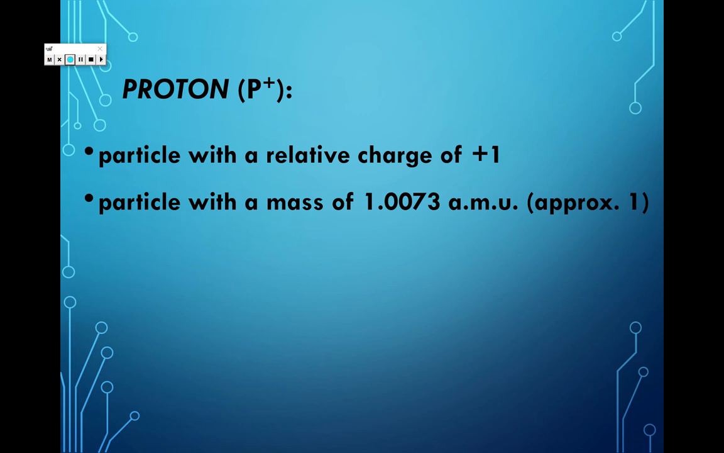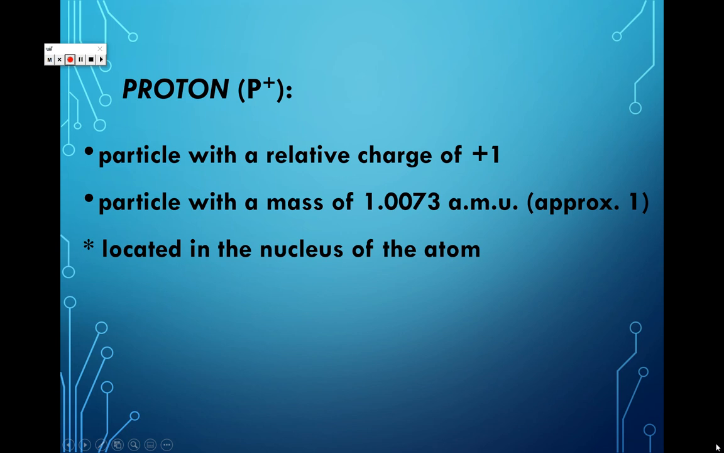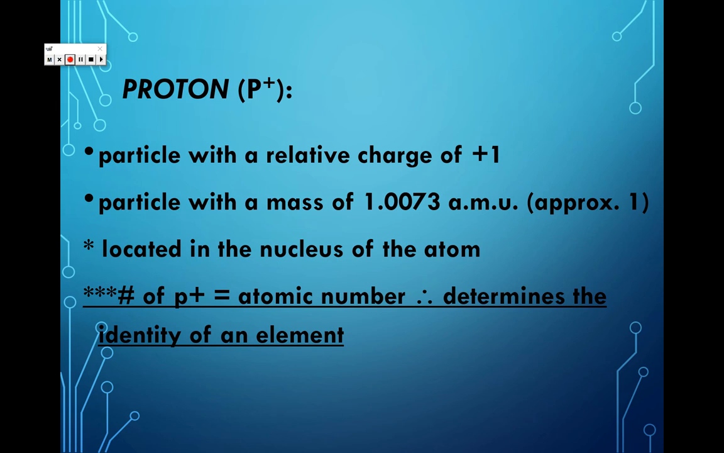It has a mass of approximately 1. That is similar to a neutron. And then electrons are tiny, tiny, tiny, and essentially we call them weightless, or their mass is negligible. Protons are located in the nucleus of the atom. So when we review Bohr-Rutherford diagrams, that's where you should put the number of protons, inside the nucleus.